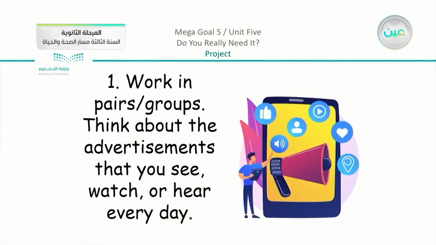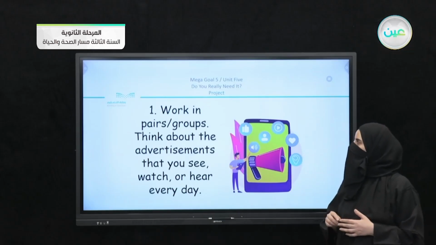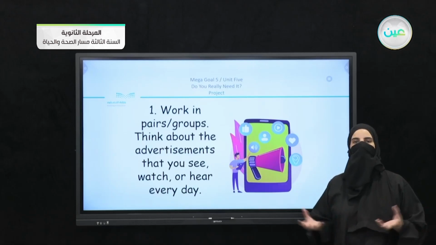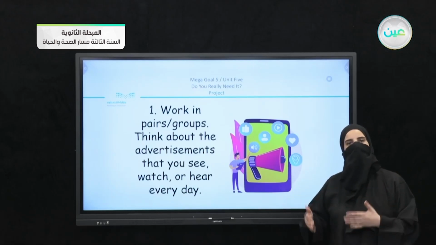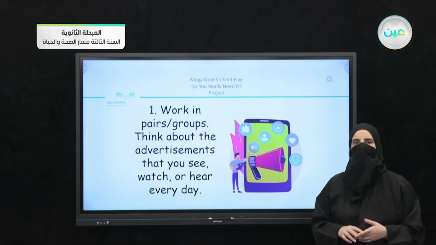Now you do have the instructions mentioned in the book. We have number 1. Work in pairs or groups. Think about the advertisements that you see, watch, or hear every day. So basically we have here a general topic. We are going to discuss with our teams, with our groups, about different advertisements that we see and watch every day. Once we have agreed as a team on a certain project that we are all interested in, it is going to be easier to advertise for this project.